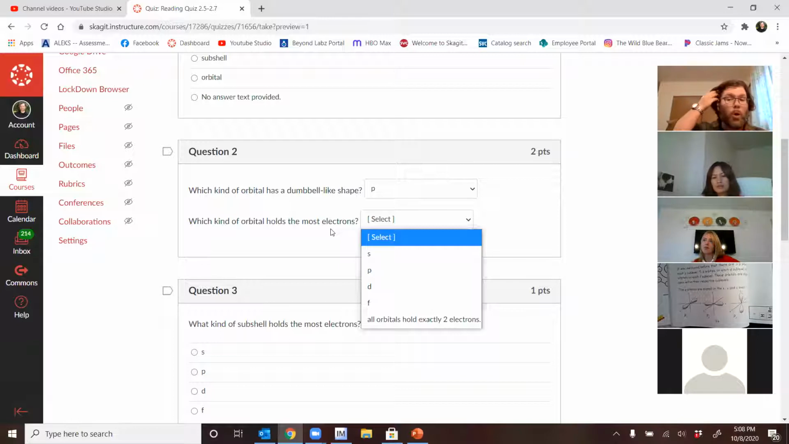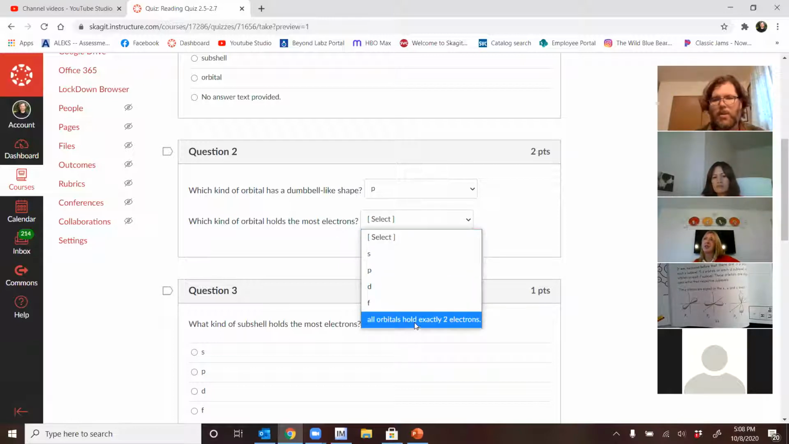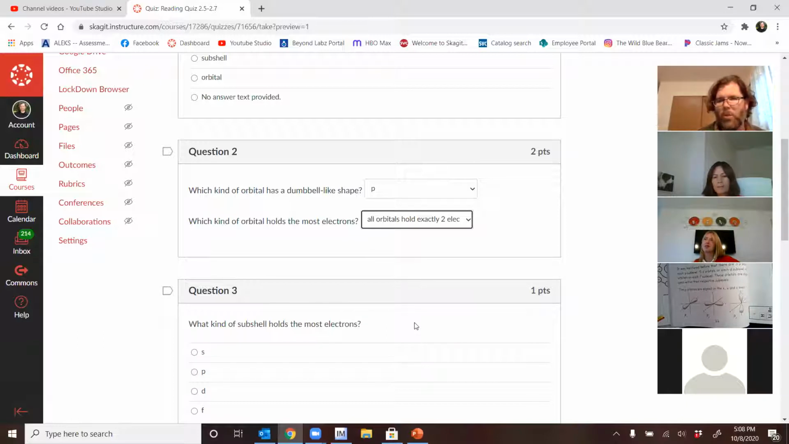So at the level of orbital, all orbitals hold the same number of electrons. They can hold 2 electrons, no more, no less. Well, they can hold less, but they cannot hold more. As a matter of fact, I probably should reword this and say all orbitals can hold up to 2 electrons. Clumsy language on my part. Right. I thought this is not one of the answers.